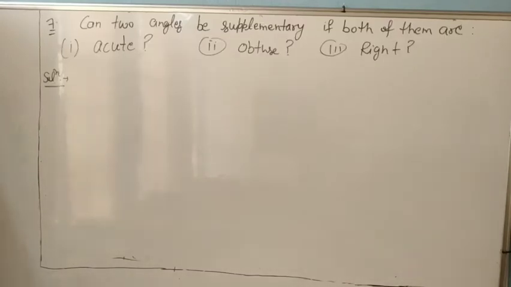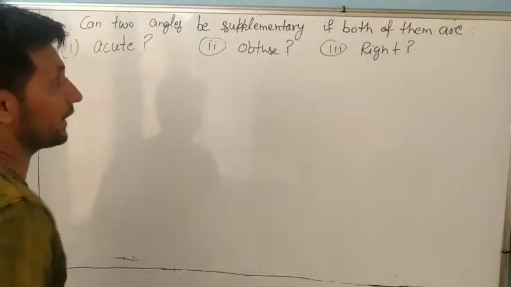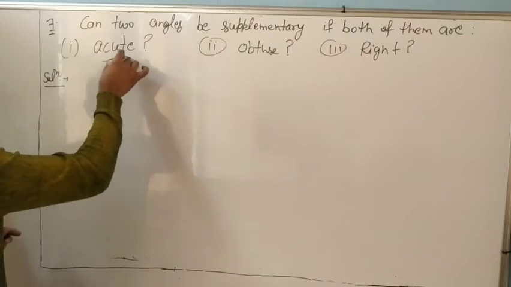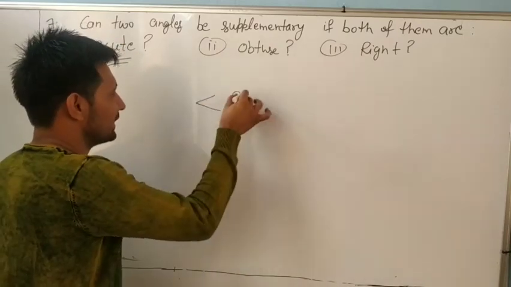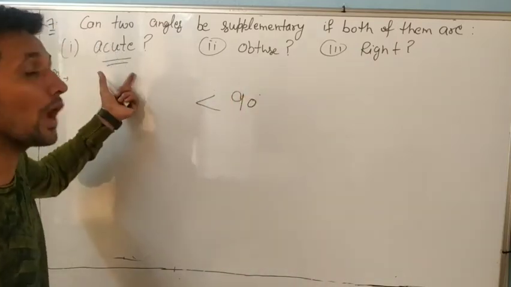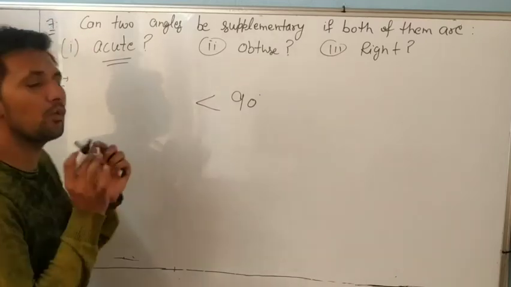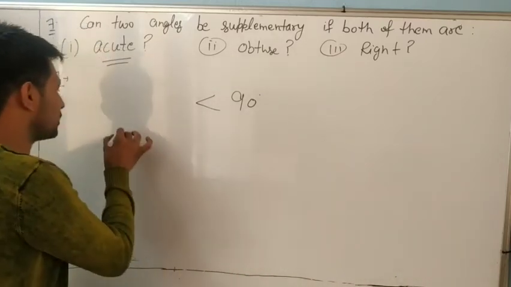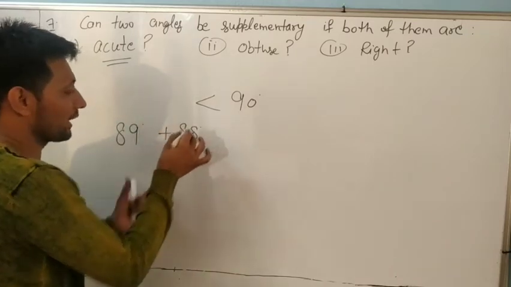Now, dear, question number 7. Can two angles be supplementary if both of them are acute? First thing, what is an acute angle? An acute angle is less than 90. Can you say that if we take two acute angles, they can become supplementary? Less than 90. If we take any angles less than 90, suppose we are taking 89, second is 88. Both are acute angles.